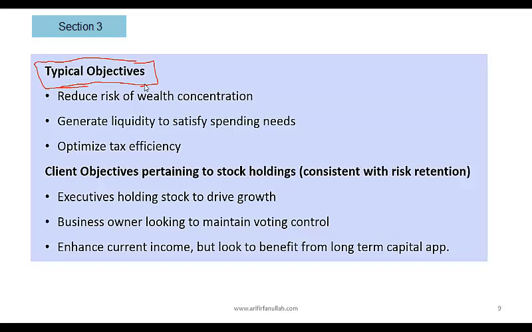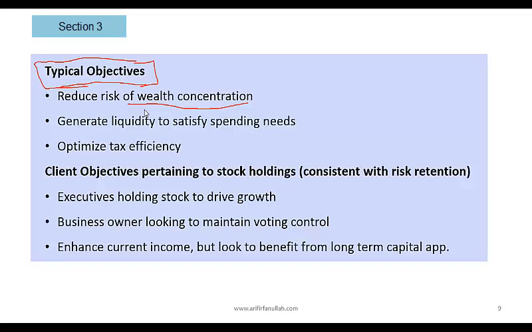So the first thing is that you need to reduce the risk of wealth concentration. So there's a client, 80% of his entire portfolio is one company, which is growing, which is making a lot of money. That's fine. But because it's 80%, there is a substantial amount of risk associated with this portfolio. It's not an optimum portfolio.